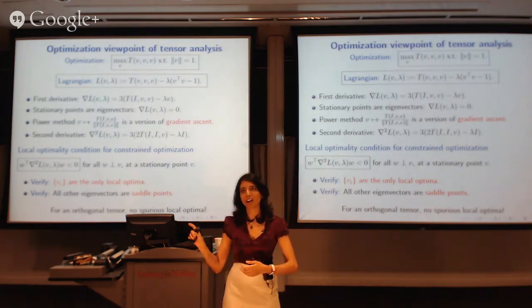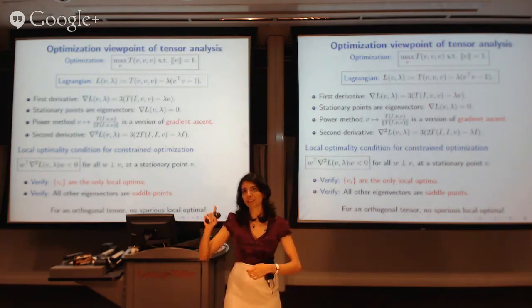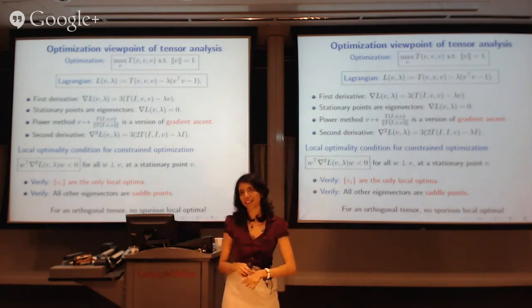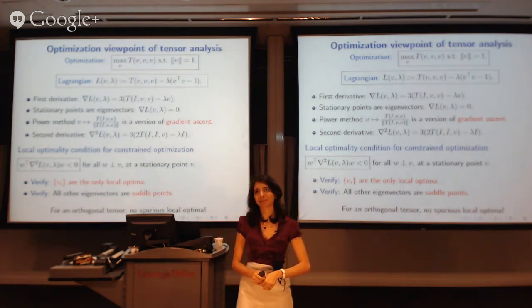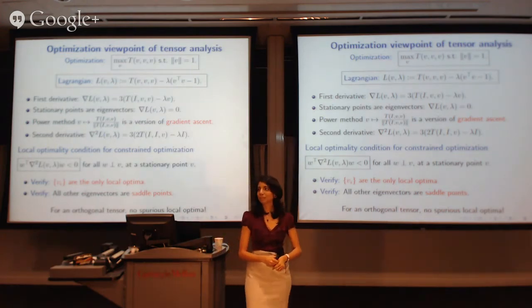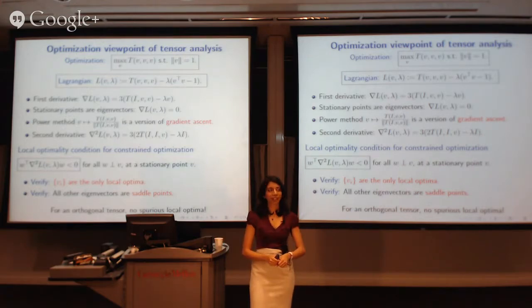You can just make it the convention, because if it's not, you just flip the sign of the eigenvector. But it's an odd order, right? So that's why you can flip the sign. Because it's v tensor v tensor v, so if you make it minus v, you get a negative sign. Okay?